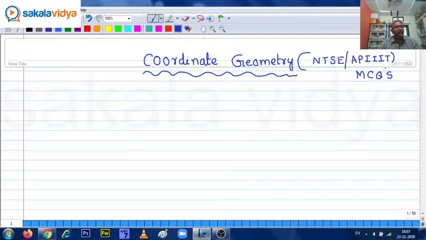Okay, so I make a plan like this. First I discuss the problems, and the concepts will also be discussed during the explanation itself. Basic level questions will be discussed, that is level 1 or level 2 questions, useful for the NTSE or APPSC examination.